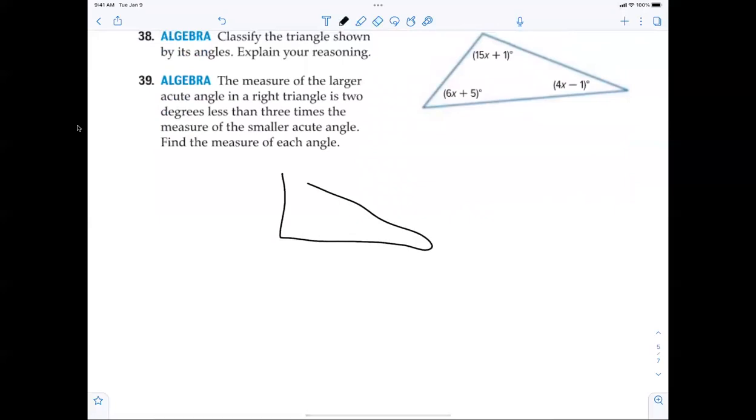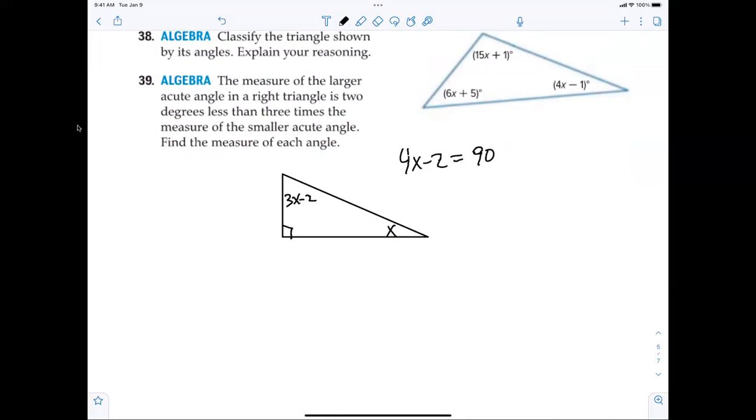And honestly, this is exactly how I want you to do it. We're drawing a right triangle. This is 90. One angle is completely unknown. Do you agree? The other one is 2 degrees less than 3 times. 3x minus 2. Right? Look, come on now. You see what I'm saying? That's easy for you. 4x minus 2 equals 90. That wasn't bad, right?